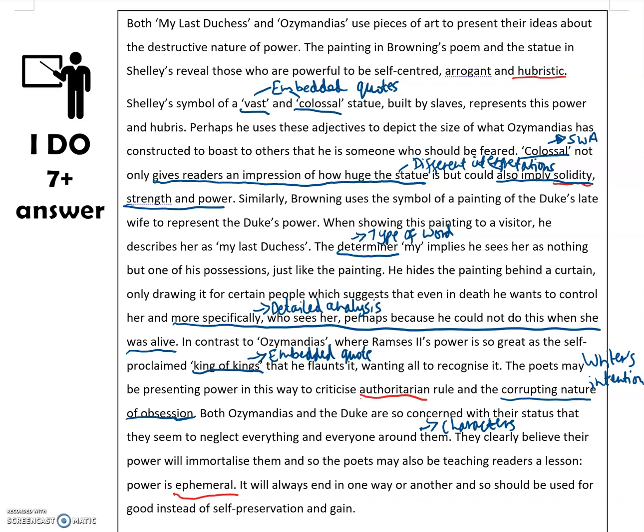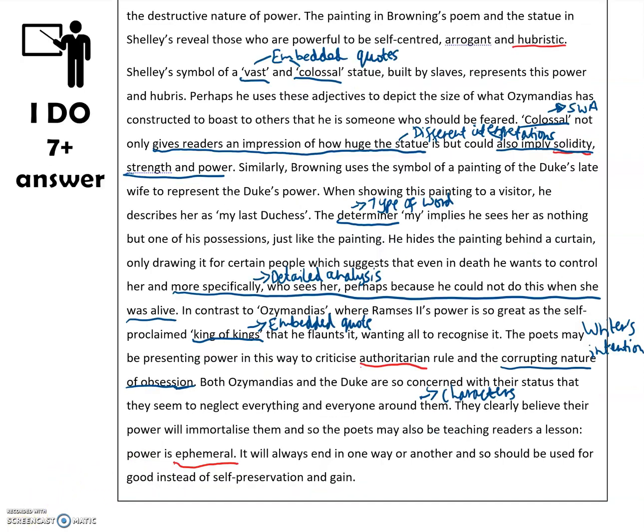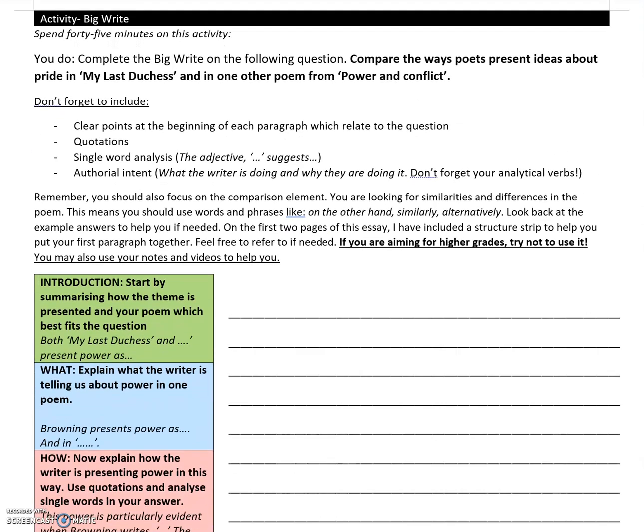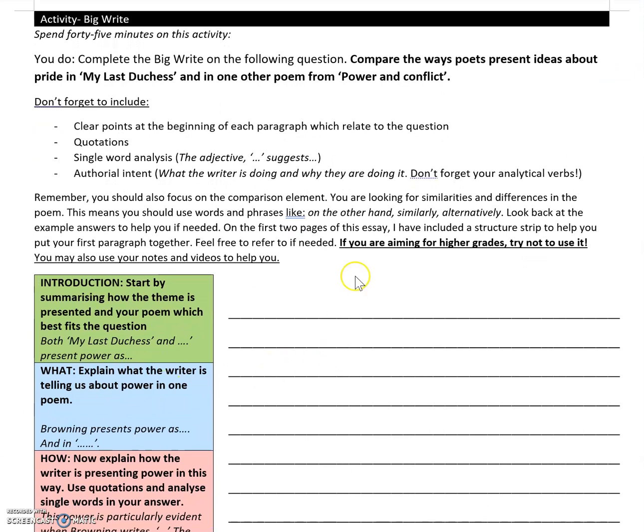I hope that's helpful in understanding how to get the 7+ answer. So do remember that if you want a 7+ answer, you do need to be exploring your ideas more. You are analyzing, but you need to be thinking about different interpretations to get the higher marks. We're now going to be moving towards the big write, which is on the next page.